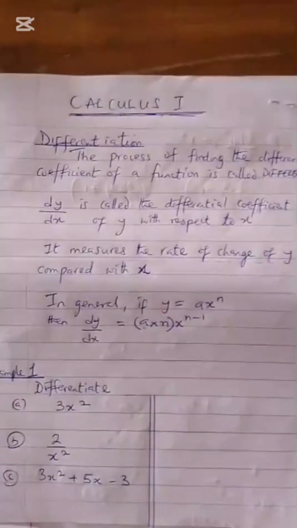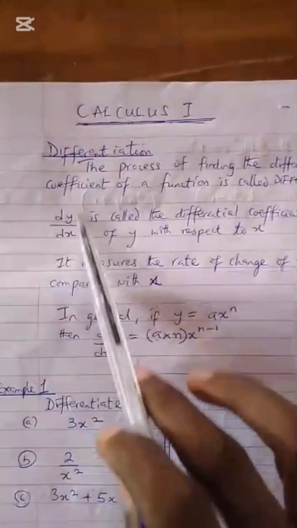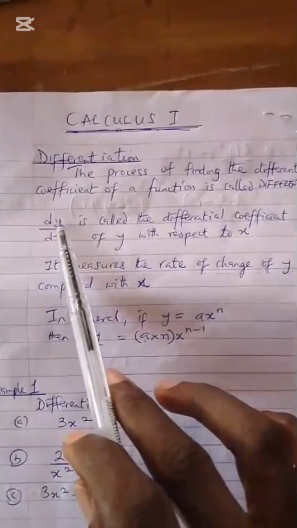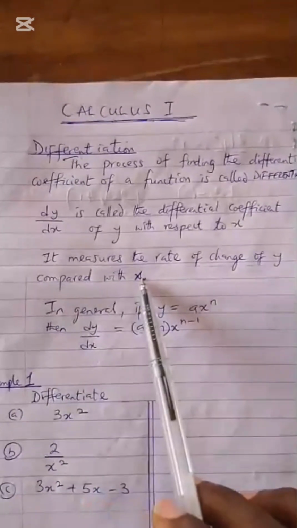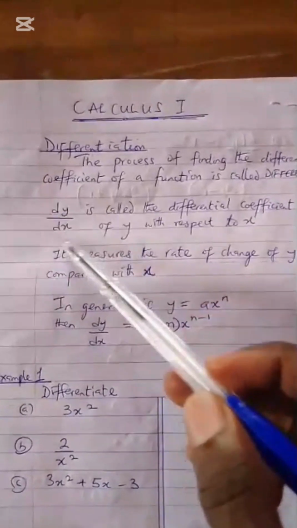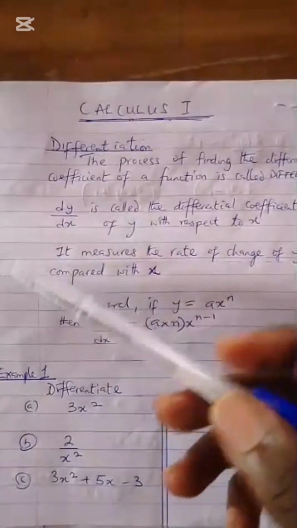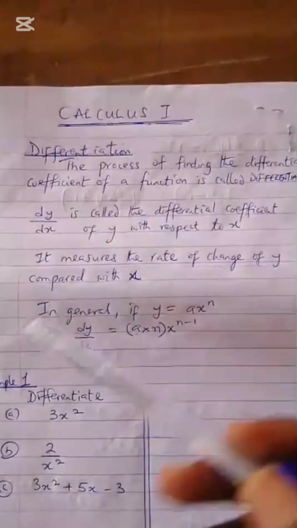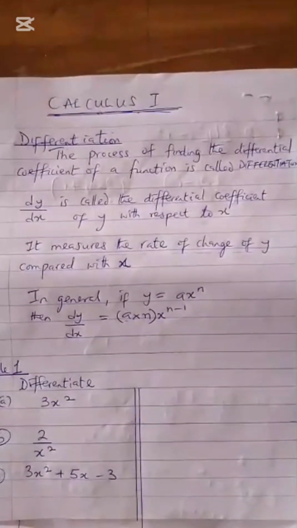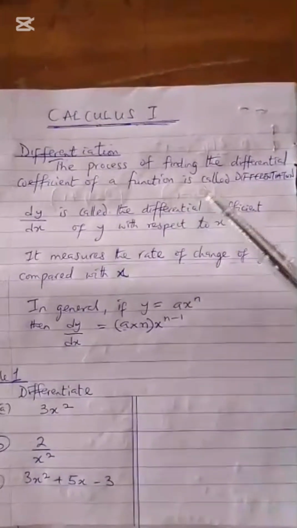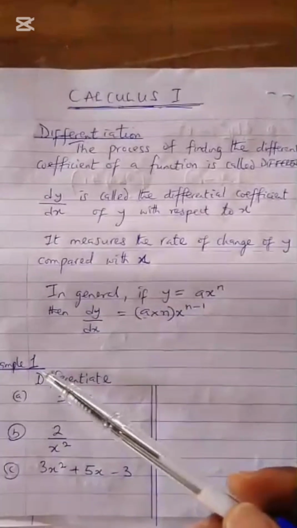All right. So this expression simply measures the rate of change. It measures the rate of change of y compared with x. So there are several ways of saying this. The question could say differentiate y with respect to x, or you could say find the differential coefficient of y with respect to x, or different ways, okay? So in short, we just like to say differentiate.